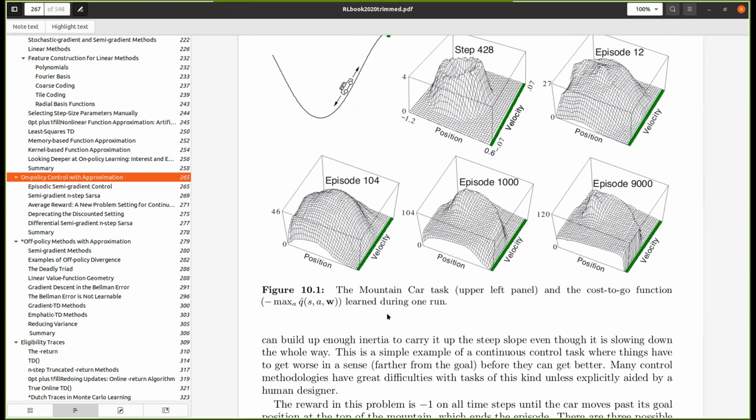Yep, I have a couple of graphs which I have recreated. Okay, you can share it so that we can compare the results from the book and what we get.